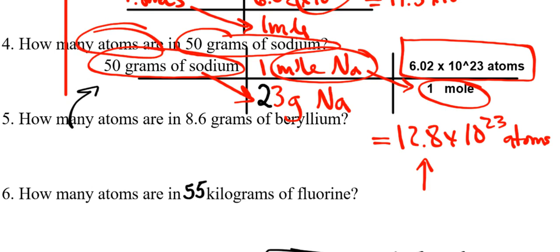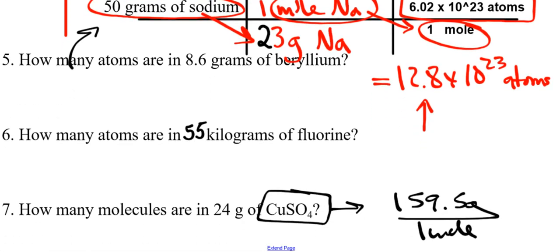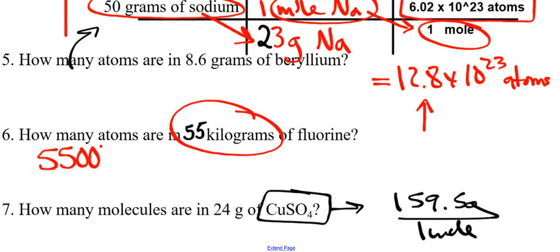Okay, let's do number 5 together, and then I'll let you do the next two. Actually, let's do number 6 together, because it just has a little wiggle that makes it a little bit harder. How many atoms are in 55 kilograms? So really, don't fall for this, and I don't do it to you on the test anyway. But convert that to grams. That's 55,000 grams. I don't know why it's changing colors, but whatever. Of fluorine, that's just F.